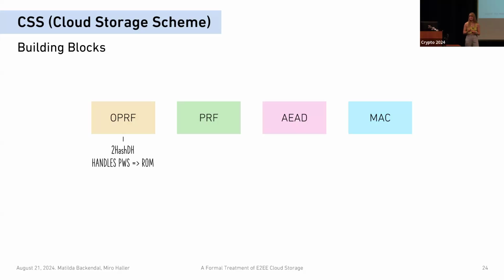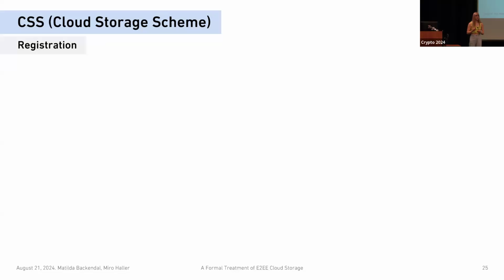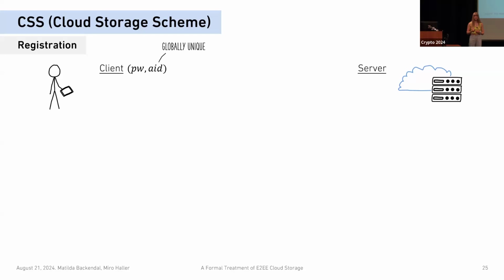Now, in the interest of time, I'm going to simplify the protocols a little bit, and in particular, I'll be leaving out the MAC because it's actually not needed for end-to-end security. So let's take a look at the registration protocol. As in all cloud storage protocols, it's an interaction between a client and a server. The client takes as input the user's password and an account ID, which is assumed to be globally unique. So this could be something like an email address or a username.